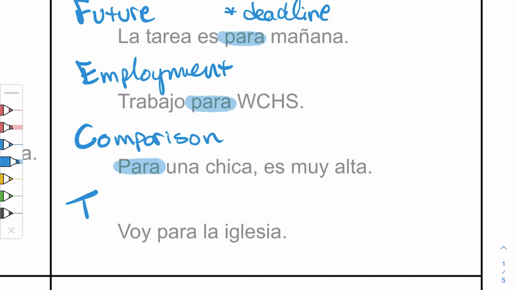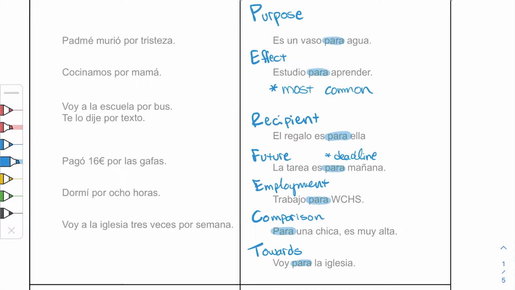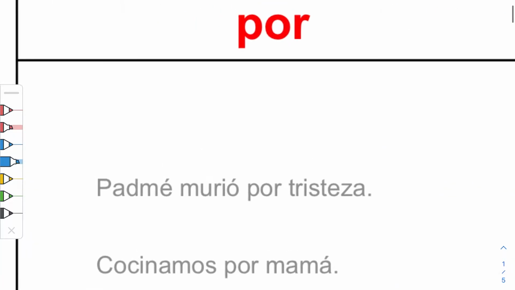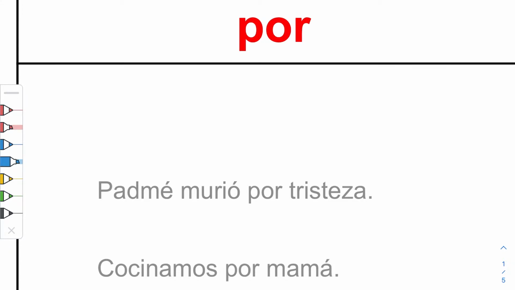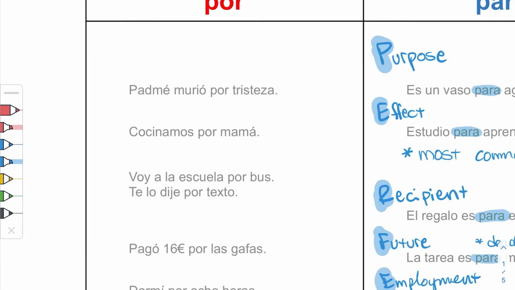Things like that. Then you can also use para to indicate your direction, to say you're going towards something. Say, voy para la escuela. Or voy para la iglesia, like that. So you can use perfect to help you remember when to use para. Por, on the other hand, is everything else. So to help you with your everything else, I have a word for you that is comet F.